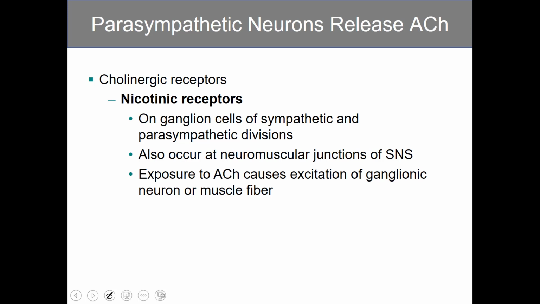There are a couple of receptor types found within the autonomic nervous system worth mentioning. The first is the nicotinic receptors. These are found on ganglion cells of both the sympathetic and parasympathetic divisions, and they also occur at the neuromuscular junctions of the somatic nervous system. Exposure of these nicotinic receptors to acetylcholine causes excitation of the ganglionic neurons.